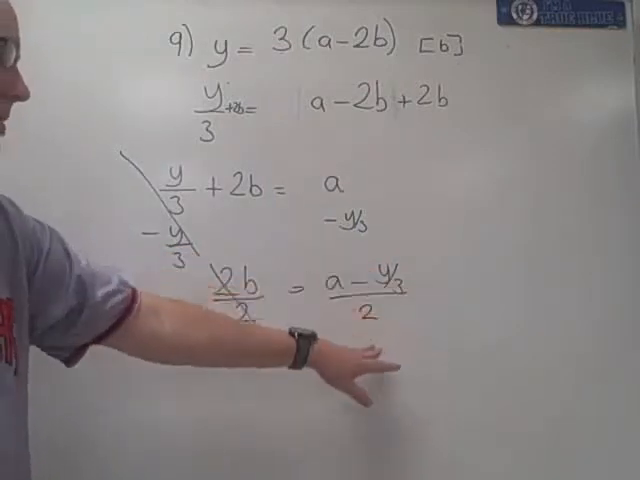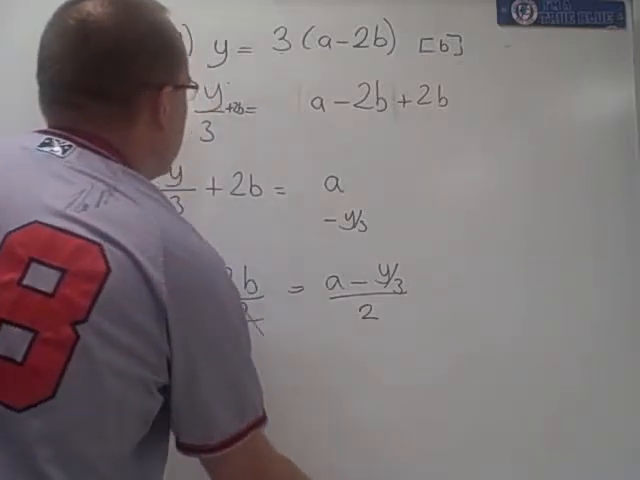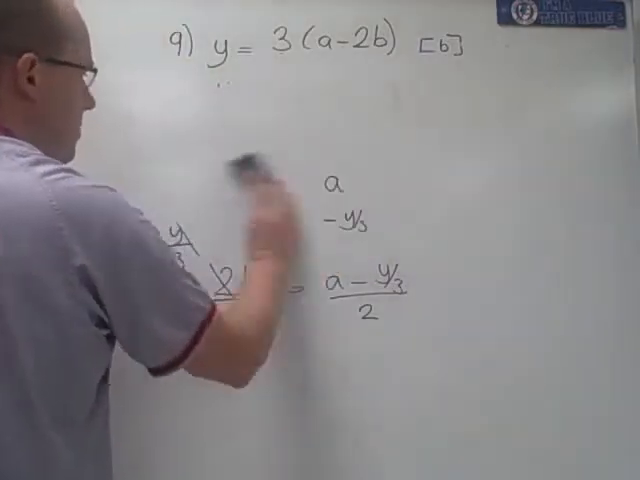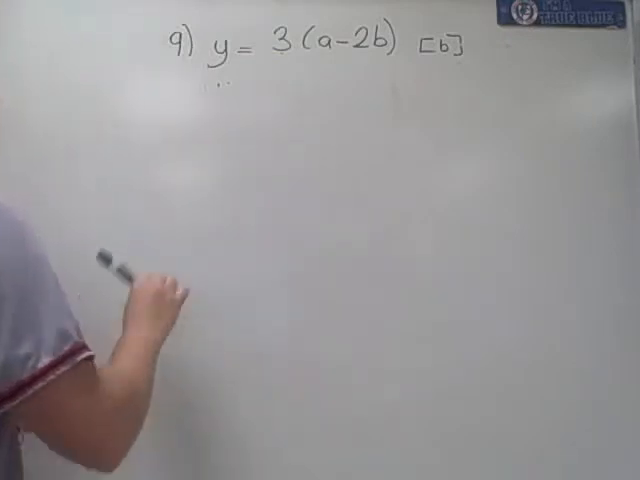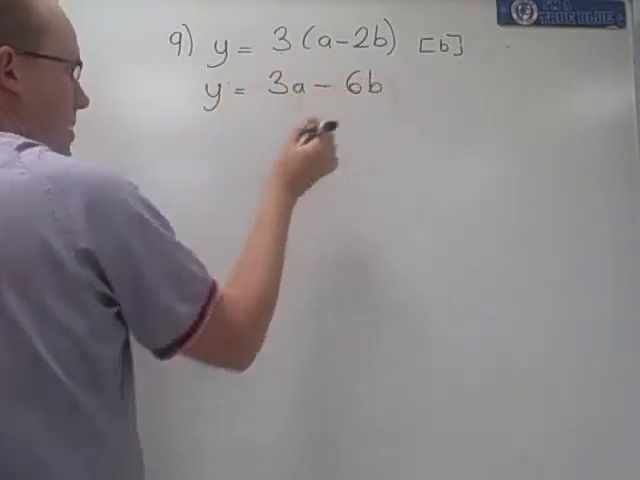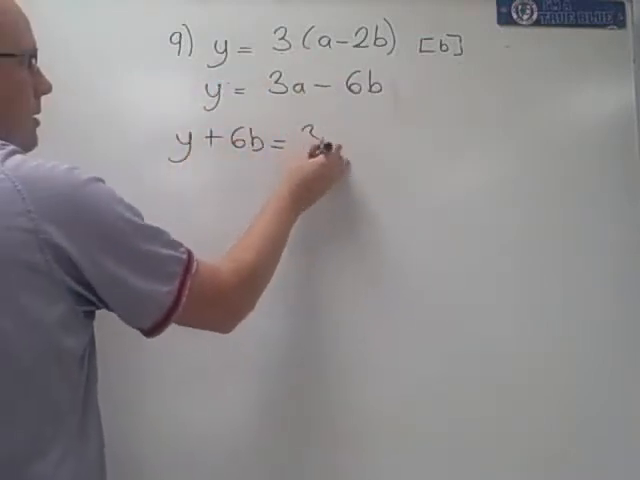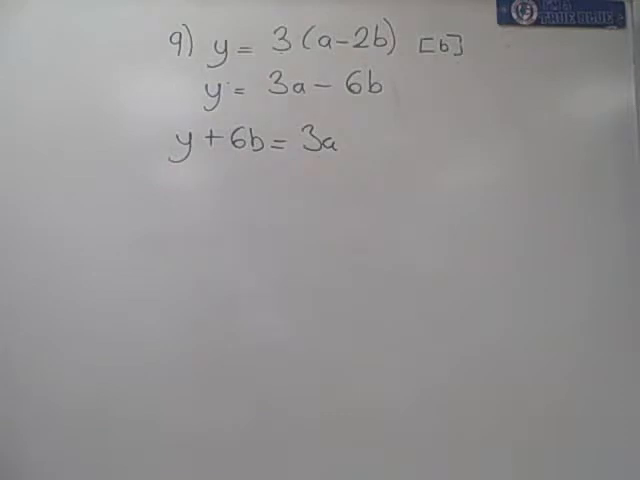One thing not quite so nice about this is I have a fraction within a fraction, so there is a second way we can do that question. We can actually distribute right at the start, so let's see what that does. Y equals 3a minus 6b. I can still bring this to the other side. So I added 6b to both sides.